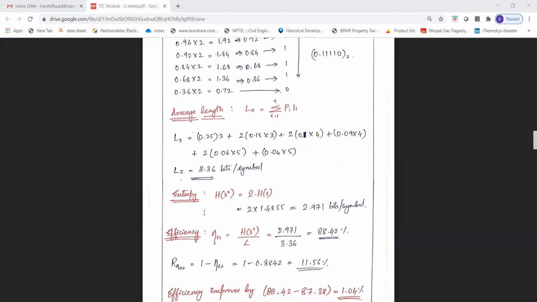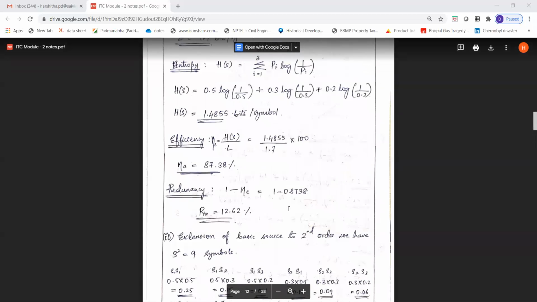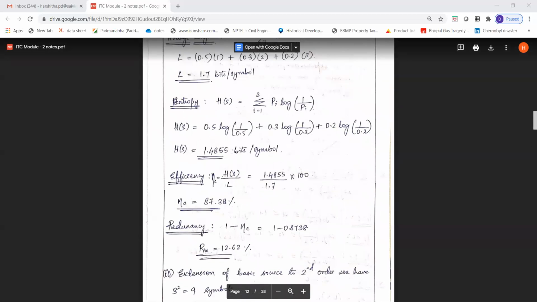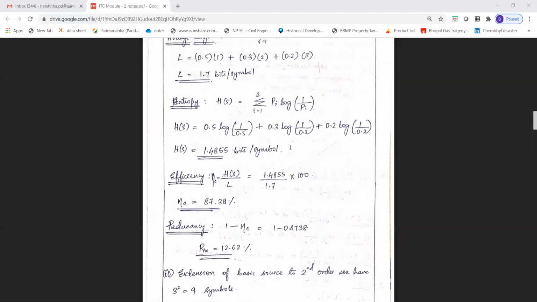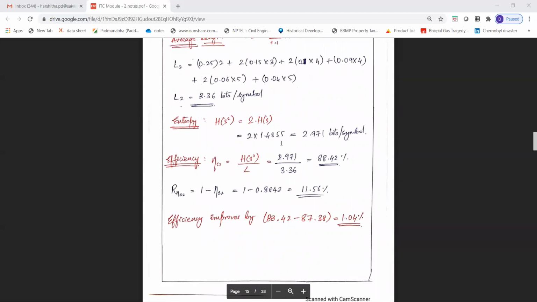Next is entropy. The entropy of the second extended source is denoted as H(S²), that is given by 2 into H(S). That is, the entropy of the second extended source is twice the value of the entropy of the basic source. So the basic source entropy we have already calculated here. Let's go back and check the value of entropy of the basic source that we have got as 1.4855, isn't it? So substitute that value here, 1.4855 into 2. So we're getting entropy of the second extended source as 2.971 bits per symbol.